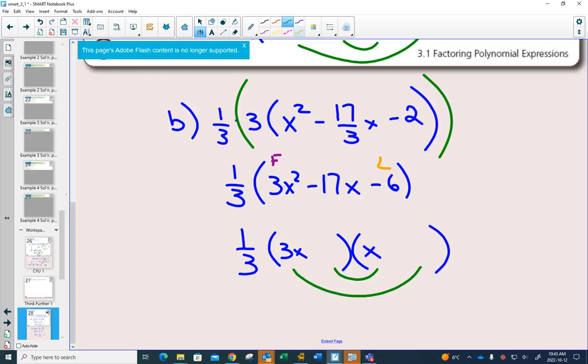Oh, I'm liking 6, because that makes 18 and 1. Because 18 and 1, if that subtracts, I get 17. So now, to get a minus 17, I would need a negative 18 and a plus 1. Double check it. Does your last one work? Yes. Inside and outside works perfect.